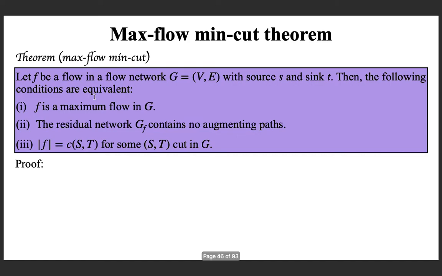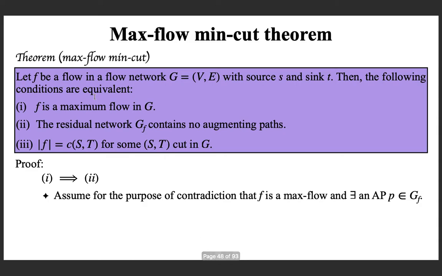Now we can try to prove it. We will first try to prove that if condition 1 is true, then condition 2 must be true. How will you prove it? We are trying to prove it using the method of contradiction. Assume that F is a max flow, but the second condition is not true. That means there exists an augmenting path in the residual network. We are assuming the opposite.